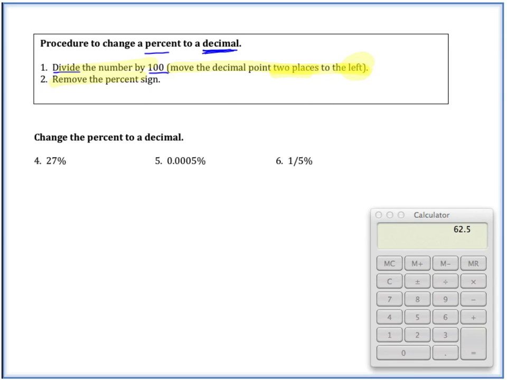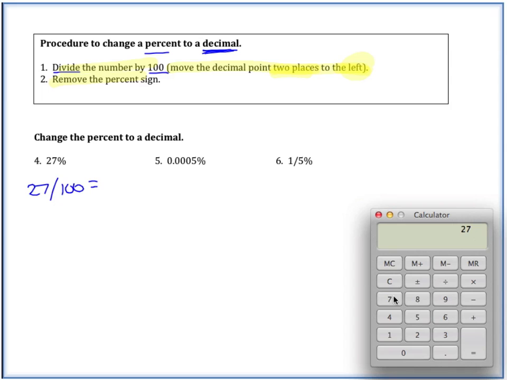So what we want to do here, 27%, change it to a decimal. So we want to do 27 divided by 100, and then get rid of the percent sign. So 27 divided by 100, we get 0.27.